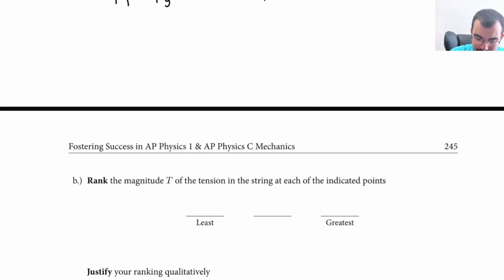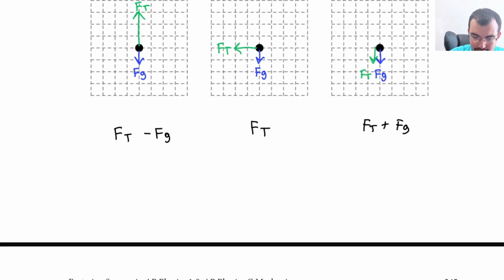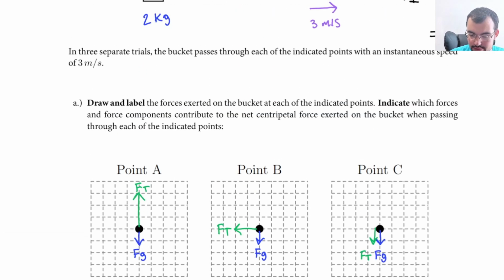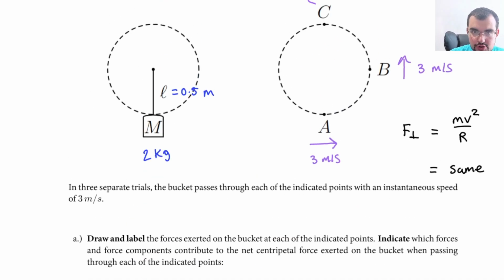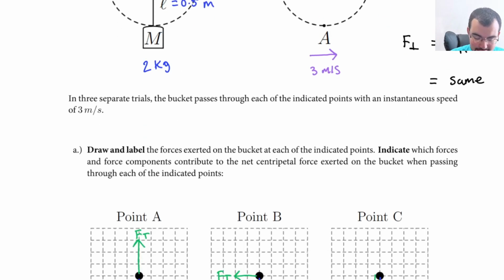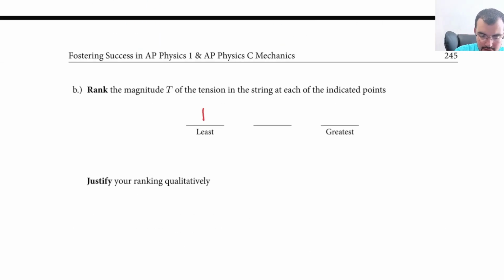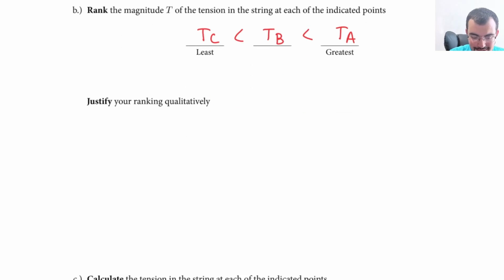Rank the magnitude of the tension in the string at each of the indicated points. Well, our diagram made this work because we do have the same net force towards the center of the circle at all 3 points, as we expect. So we can just use our drawing here and we see that tension was the lowest at C, the middle value at B, and the largest at A. So why did this happen?